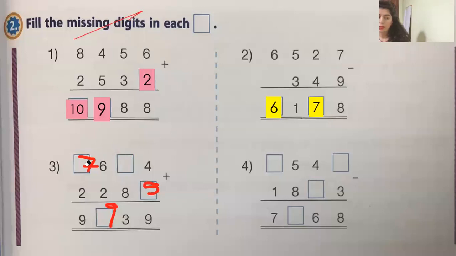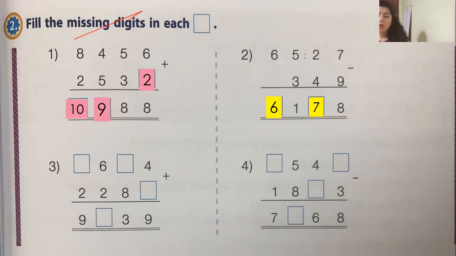Who knows number 4? 9, 1, 7, and 6. Okay, 9, 1, 7, and 6. Very good. So number 4 is 9, 1, 7, and 6. So here we have, I should show you something.